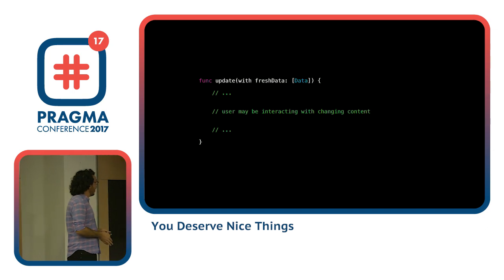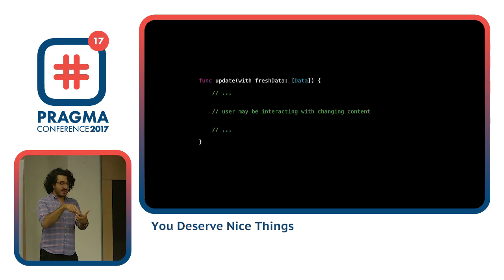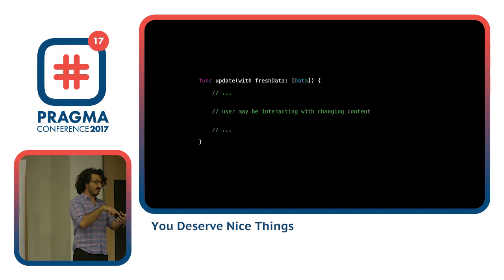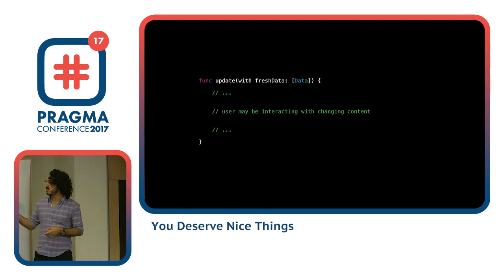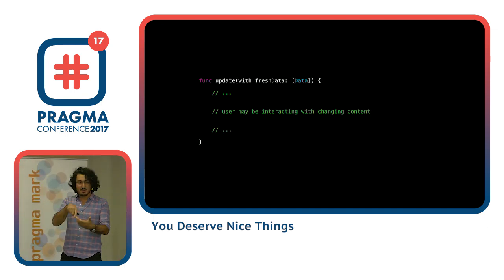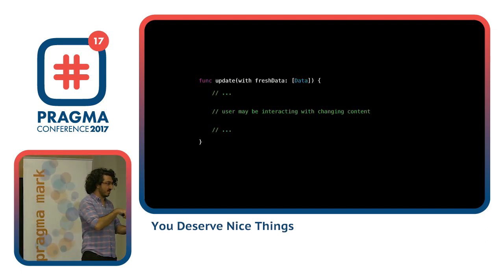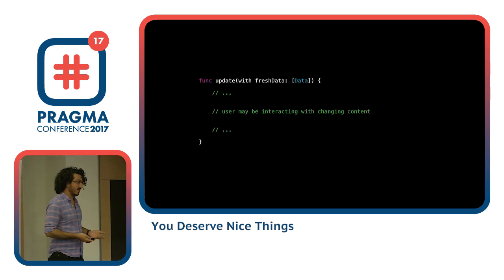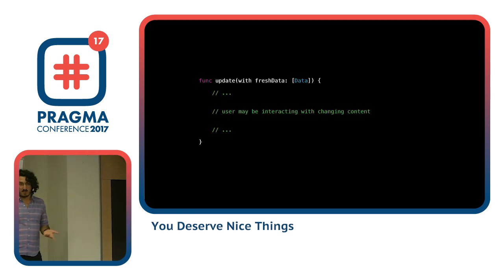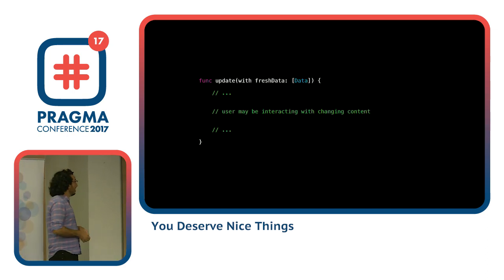Here's another fun one. Let's say your user's panning around your app. They picked up some item and they're moving it around. And then some fresh data comes in from the server. So we have this update with fresh data function. So the user's moving stuff around. You need to cancel that gesture that they're working with. How do you do that? I don't know. There's no cancel method on UIGestureRecognizer. So you go to Stack Overflow again. How do I cancel the UIGestureRecognizer?